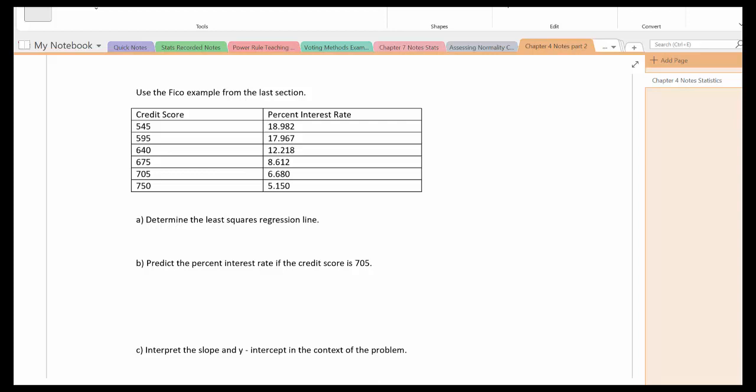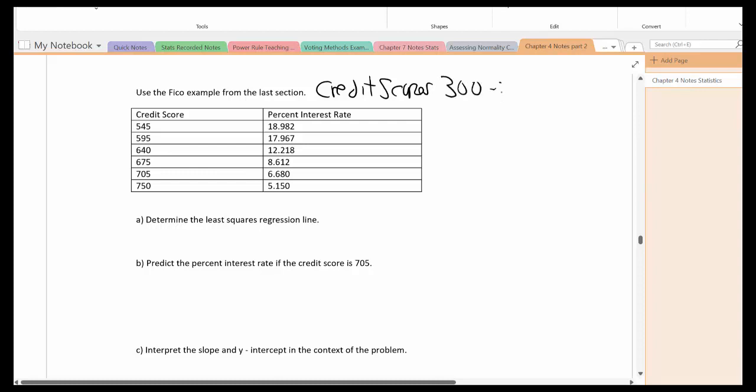In this video, we're going to continue our discussion with least squares, regression line, and residuals. Let's take a look at the next example. So use the FICO example from the last section to answer the following questions. Now, before we go any further, remember credit scores can be between 300 and 850. Okay, so part A is determine the least squares regression line.